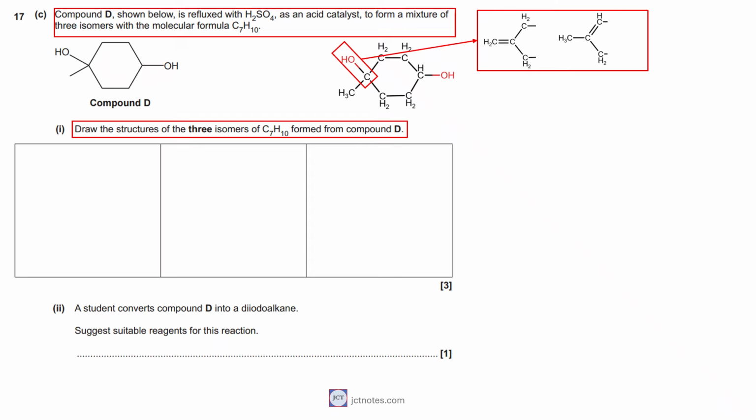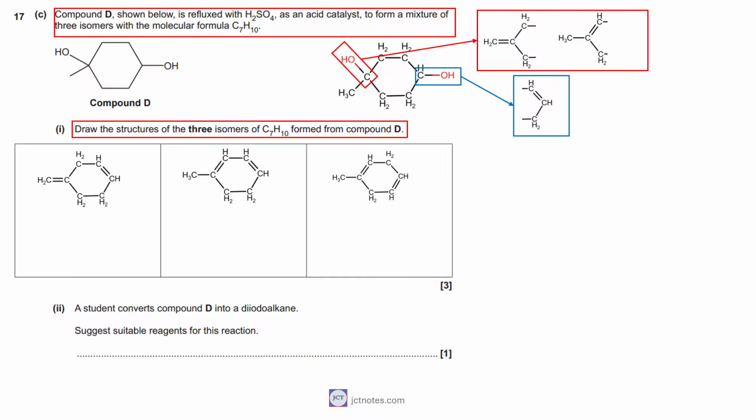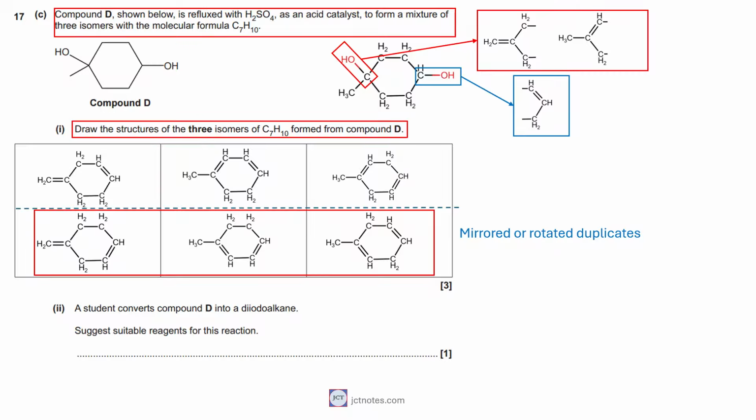I only draw one. The removal of the OH group on the right can only be done inside the ring. Also, due to the geometry, the 2 possible substitutions inside the ring are equivalent. The combination of these structures yields 3 isomers. Ensure the drawings are distinct, avoiding mirrored or rotated duplicates.